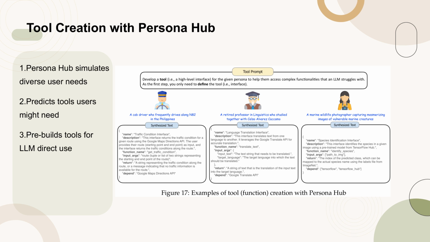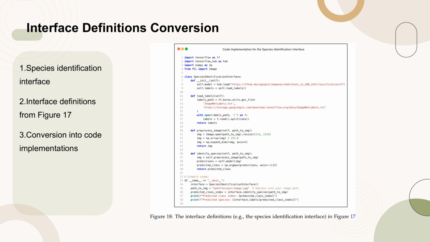Although the tools in Figure 17 are initially defined as interfaces, they can be easily converted into functional code implementations, as demonstrated in Figure 18. This approach allows the LLM to utilize pre-built tools directly, eliminating the need for repetitive tool creation from scratch. Figure 18 illustrates the conversion of interface definitions, such as the species identification interface, from Figure 17 into actual code implementations. This process demonstrates how abstract interface definitions can be concretely realized in programming, showcasing the practical application of these definitions in software development.